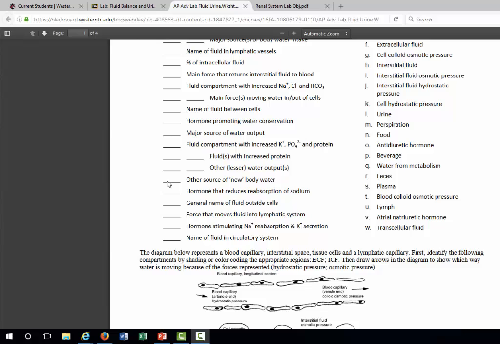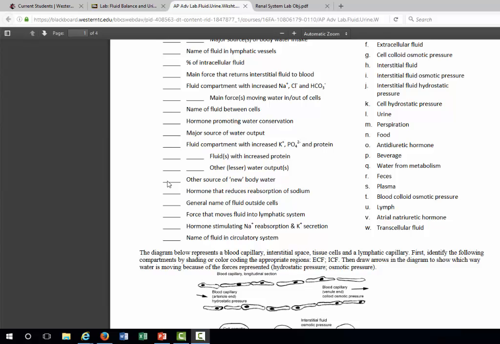All right, force that moves fluid into the lymphatic system. So the lymphatics are sitting out in the interstitial fluid, right? What pushes those valves open? Yeah, the hydrostatic pressure of the interstitial fluid, so letter J, pushes on those valves of the lymphatic and lets that fluid enter.